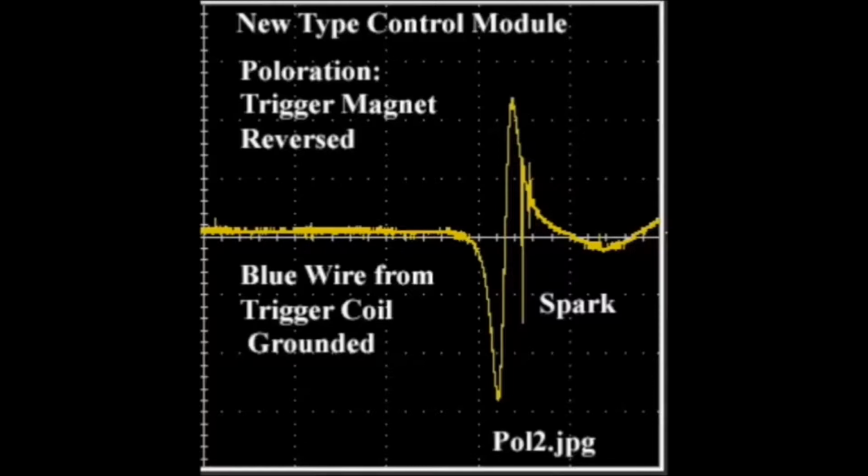So this is a delay in the spark of about 10 degrees, retarded, and we can control this very easily by reversing the wires on the trigger. In most cases, I think we would rather have it with the first case, with the positive pulse first. But if we were having trouble with the spark being too far advanced, we could reverse the wires on the trigger and retard the spark by about 10 degrees.